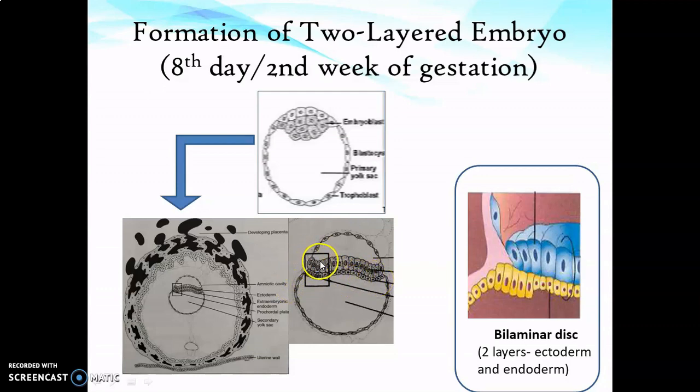And this ectodermal layer is forming the floor of this cavity known as the amniotic cavity, and the endodermal layer is forming the roof of this cavity known as the secondary yolk sac. So by this second week of gestation, there is formation of this bilaminar disc, that is, the ectoderm and endoderm in the embryo. So this stage we can call a bilaminar disc embryo.